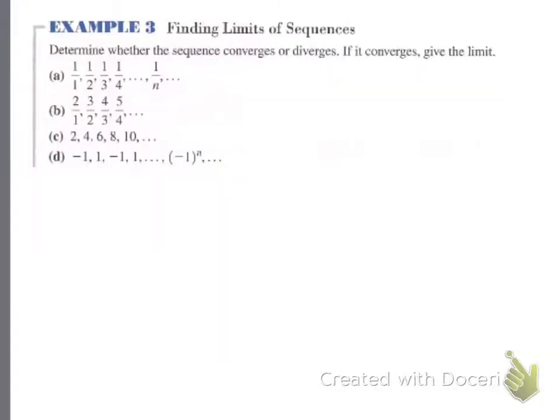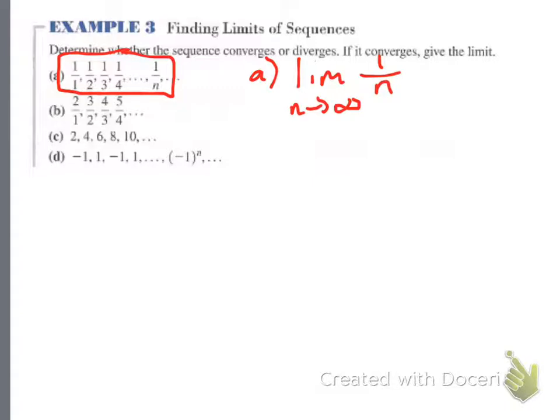Now we're going to do a bunch of examples. It says to determine whether the sequence converges or diverges. If it converges, give the limit. So for part A, it's the limit as n approaches infinity. So that means n gets real, real big. Now, what is happening here? It's 1 over n, right? The first term, the bottom number is 1. Second term, bottom number 2, 3, 4, 5. So that's our limit. So here's the thing.